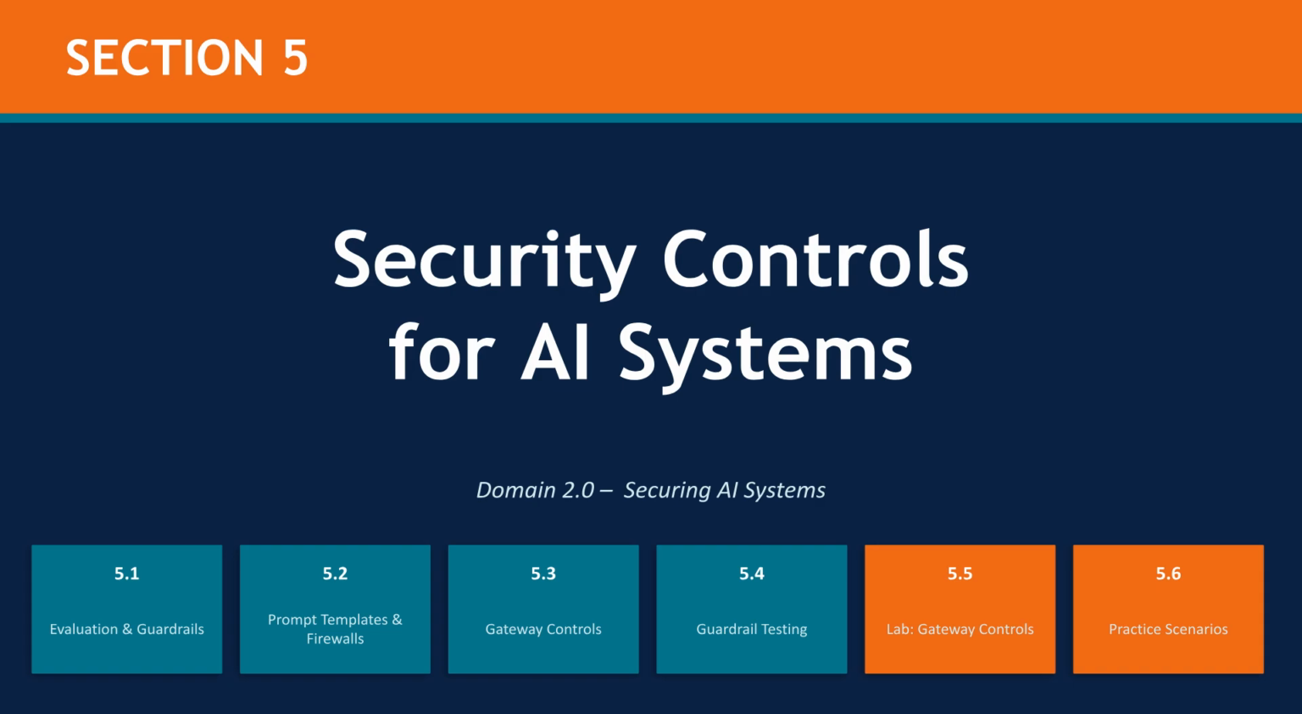We start with model-level evaluation and guardrails, the layered defense architecture that wraps around every AI system. Then we move to prompt templates and prompt firewalls, the instruction layer controls that shape how models receive and process requests. After that, we cover gateway controls including rate limiting and token management, which regulate how clients interact with AI APIs. We then learn how to test and validate those guardrails through AI red teaming and automated testing frameworks.